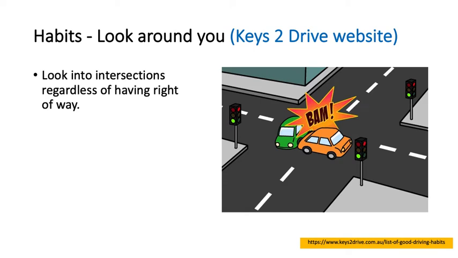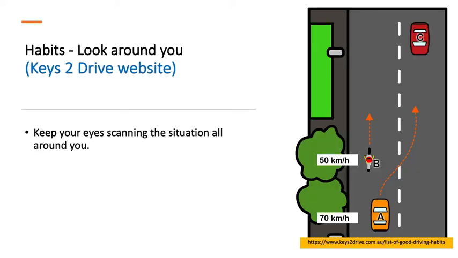Look into intersections regardless of having right of way. That's following on from our last slide. And keep your eyes scanning the situation all around you. So we can see here driver A on the right of screen is doing 70 k's an hour. The motorcycle is doing 50 k's an hour, and we've got an oncoming vehicle, car C. So scanning is essential and leads to making sound decisions or choosing not to act.